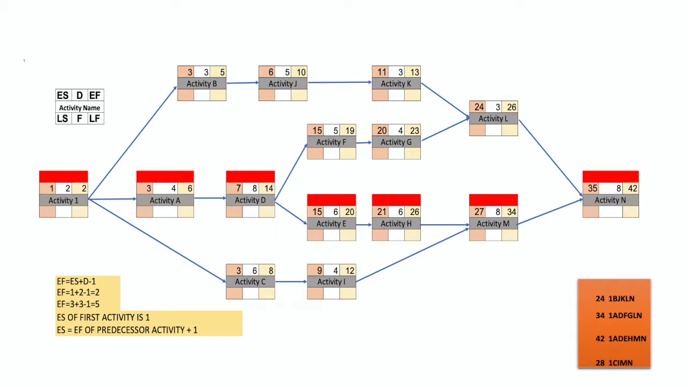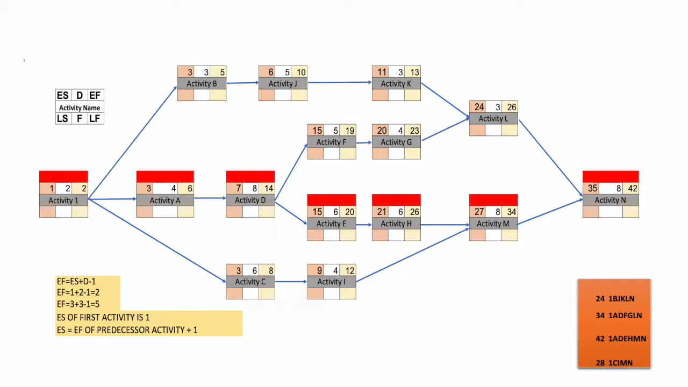Once we have our critical path, we can start finding early start and early finish. The early start of the first activity is 1, and early finish is early start plus duration minus 1. For activity 1, we have a duration of 2 days. So 1 plus 2 minus 1 is equal to 2. So early finish will be 2. For the successor activity, our early start will be the early finish of the predecessor activity plus 1.